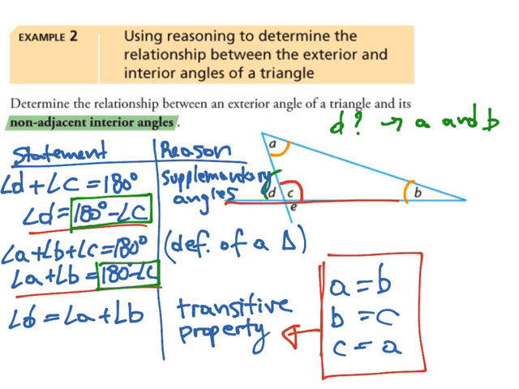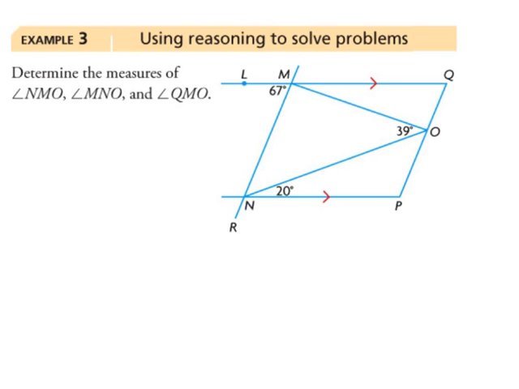Let's take a look at the next example. Determine the measure of angle NMO and angle MNO, as well as QMO. It's a lot of letters. Let's simplify these angles a little bit and call them angle 1, angle 2, and angle 3, and let's put them into our picture.